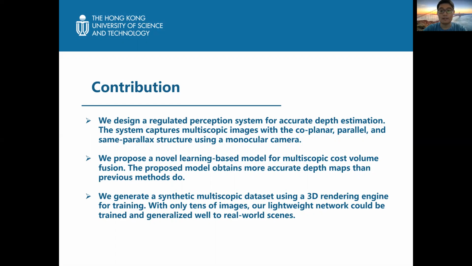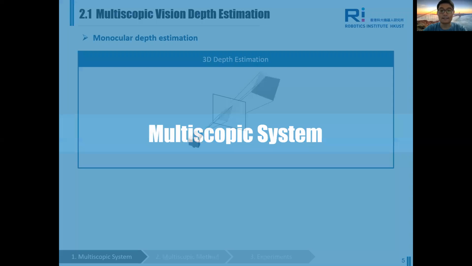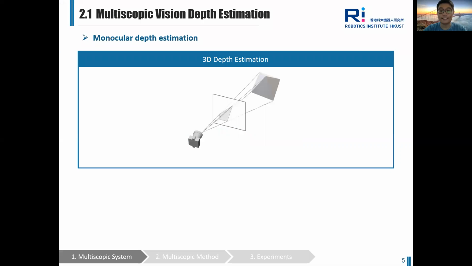Okay, first let me introduce what is multiscopic vision. Understanding surrounding 3D information is very important for many robotic applications such as manipulation, exploration, or navigation. Usually, this is achieved by stereo camera, structured light sensor, or ToF sensor. But these are expensive compared to a monocular RGB camera.